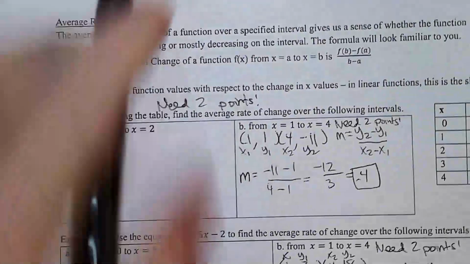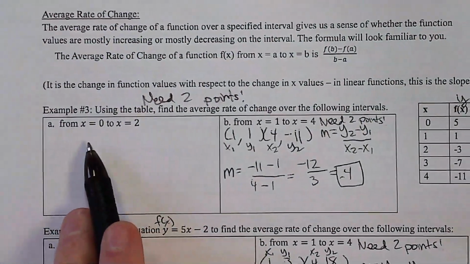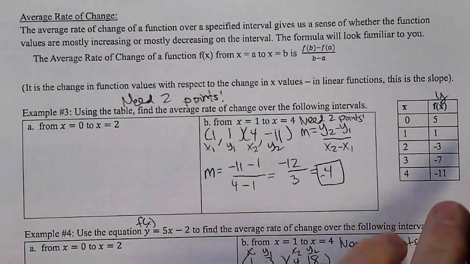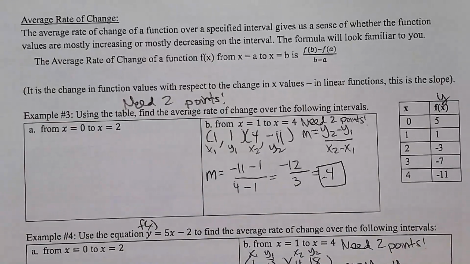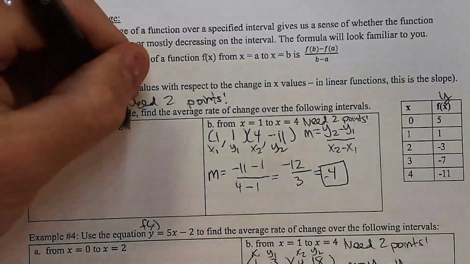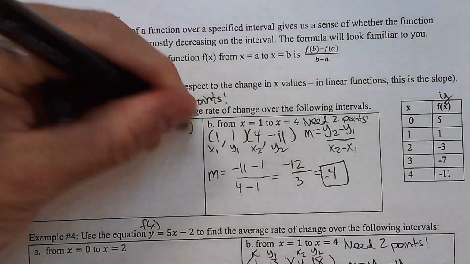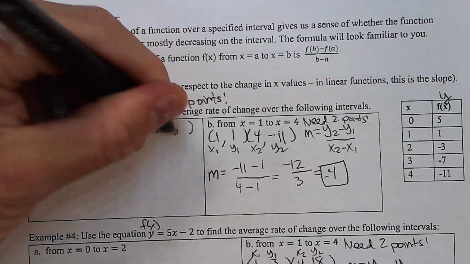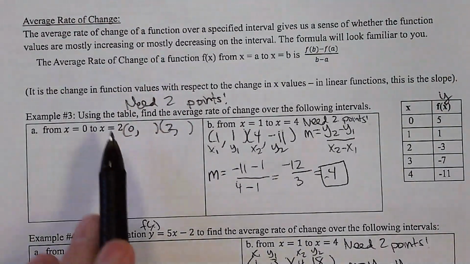Okay, so I'm going to do it from a table. You're going to have one like this in your quiz on Friday. You're going to have a table, and they're going to say find the average rate of change over this interval. So I need 2 points, and they're going to give you 2 x's. So what I'm going to do is create 2 coordinates with those x's. Okay, so you just create 2 coordinates with those x's.